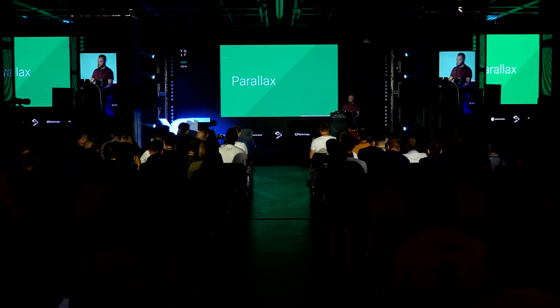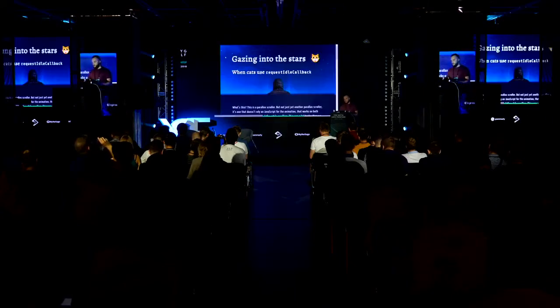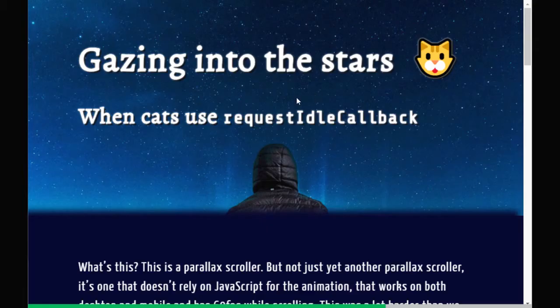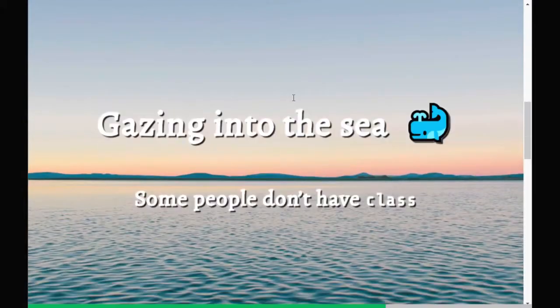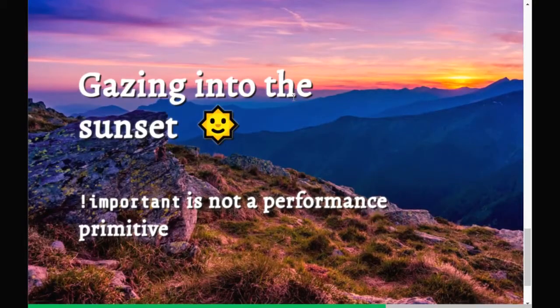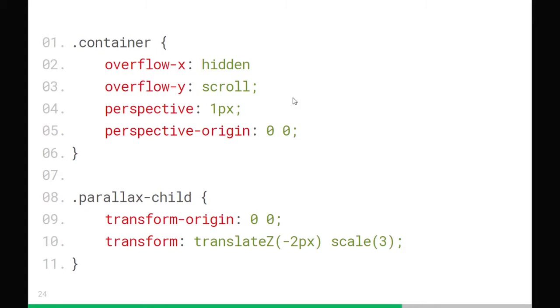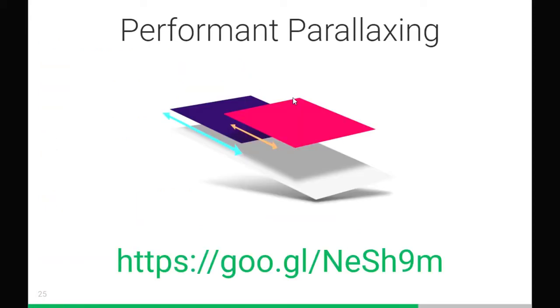Parallax. Now you can create a parallax effect using CSS transformation like in this demo. The main idea is that if you set perspective 1 pixel for the parent and translate Z minus 2 pixels for the child, they become further from the user and move at a different speed during scrolling. After that, we restore the size using scale. You can read more about this approach at the link below on the Google developers website.